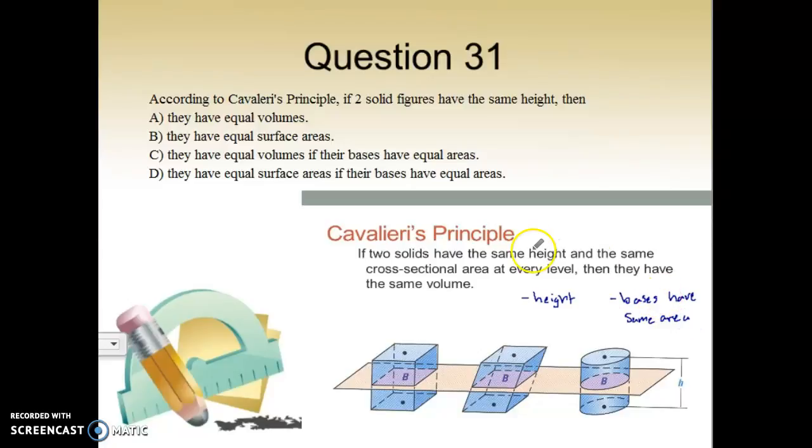All right, or another way to say that is their cross sections have to have the same area. Well, what in the world is a cross section? If we cut these figures right where that pink plane is, if we just slice those guys, what we have left, those little purple shapes, are the cross section. So if the cross sections or the bases have the same area and their heights are the same, it doesn't really matter what kind of figure we have, they will have equal volumes.